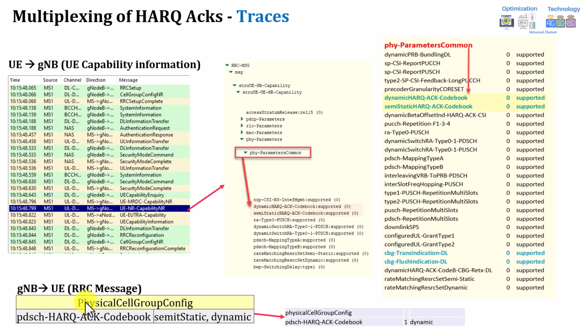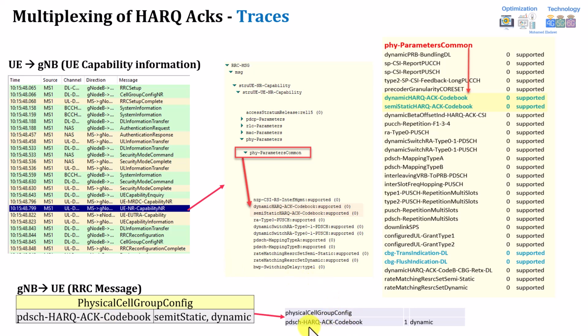From the gNB side, I don't have traces for that, but from the gNB to the UE, it will be derived under the serving cell configuration message, telling them whether you are going to be using semi-static or dynamic. It will tell the user.